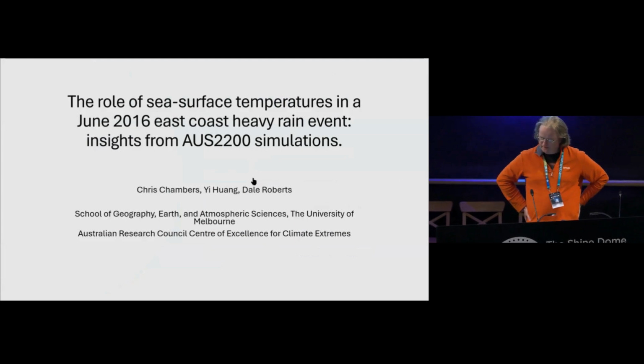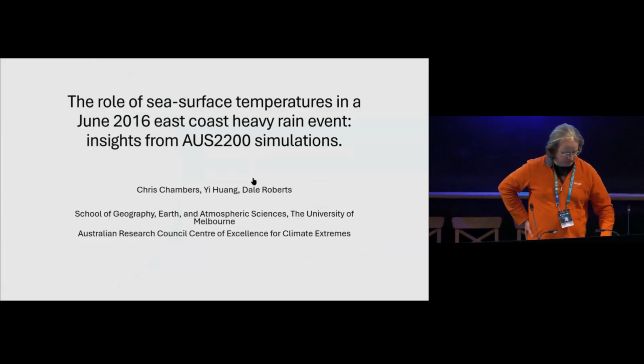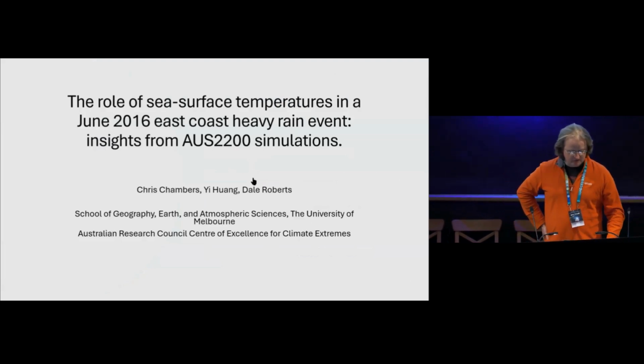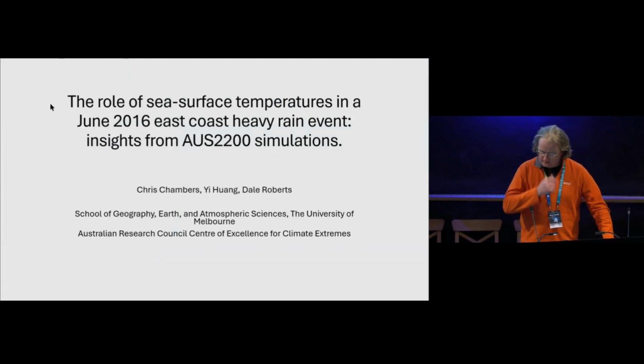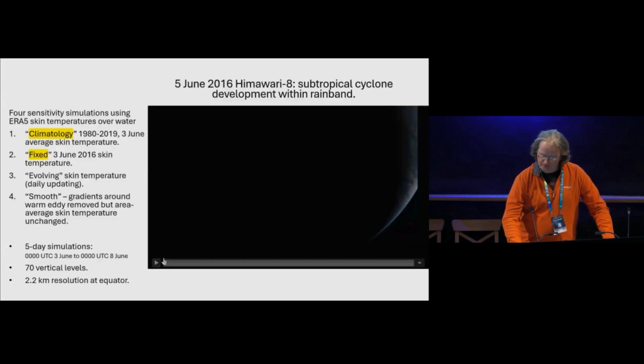Yeah, so I'm going to talk about some simulations using the AUS2200 setup, which is the 2600 by 2120 grid points at 2.2 kilometer resolution. And we've been looking at sea surface temperature sensitivity experiments with various different sort of inputs for the sea surface temperature.